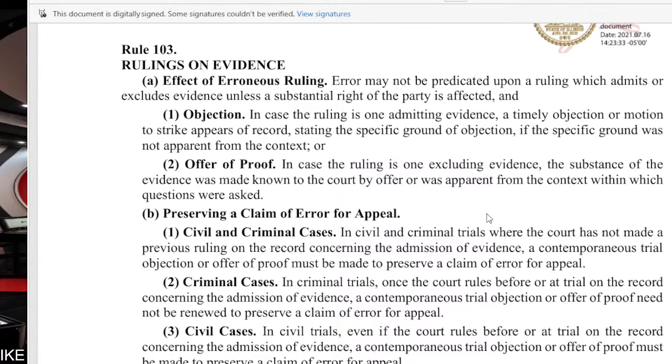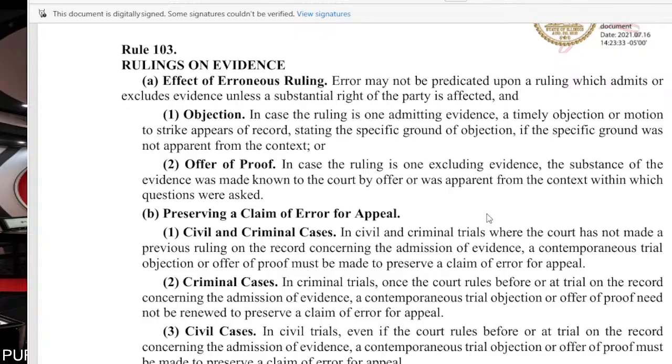Rule of evidence, effect of erroneous ruling. Error may not be predicated upon a ruling which admits or excludes evidence unless a substantial right of the party is affected. That's what I'm looking at. This is rulings of evidence. We're looking for rules of evidence. Isn't there a distinction? Error may not be predicated upon a ruling which admits or excludes evidence unless a substantial right of a party is affected.